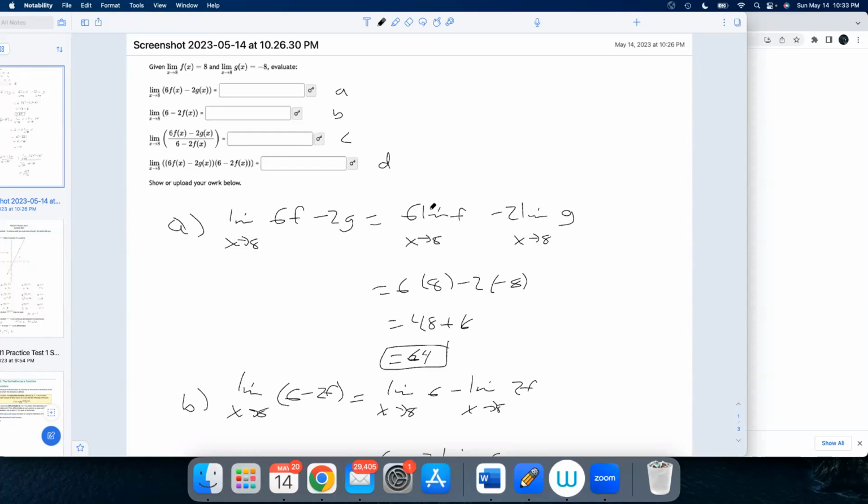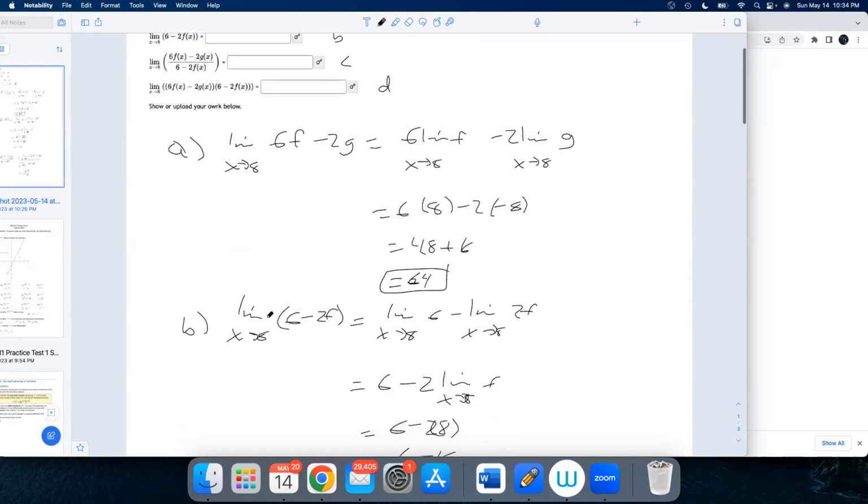Then I know the limit as x approaches 8 of f is 8. I was told that. I know the limit as x approaches 8 of g is -8. I was told that. So I'll replace those. Now I have evaluated those limits. I don't have to write limit anymore for this particular problem because I've done the limit. You have to write limit until you take it. Once you've taken the limit, you stop writing limit. And then it's just cleaning up. That's just arithmetic.